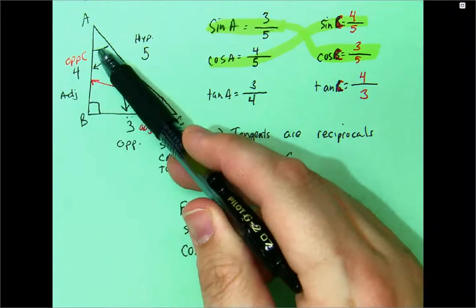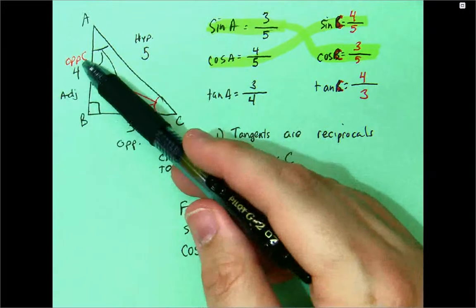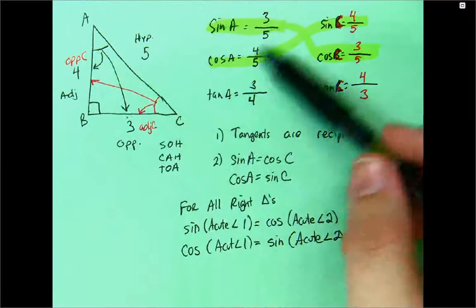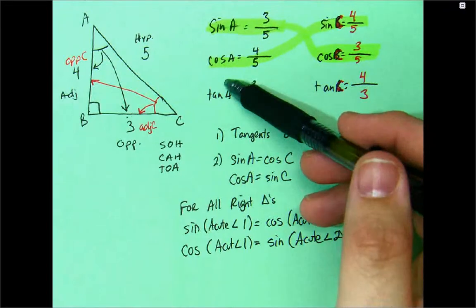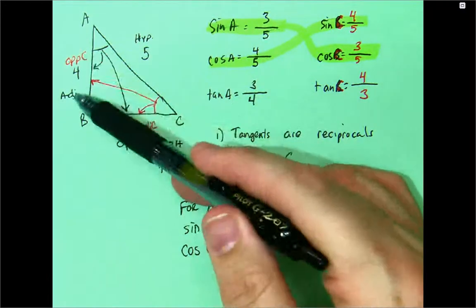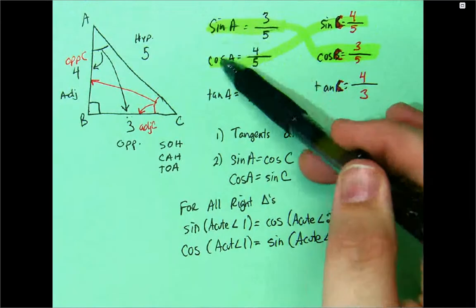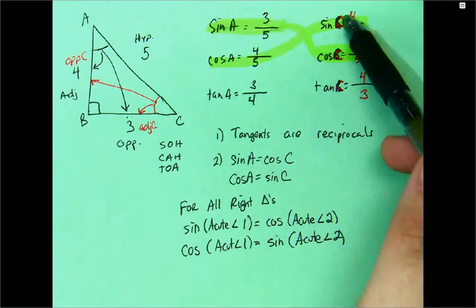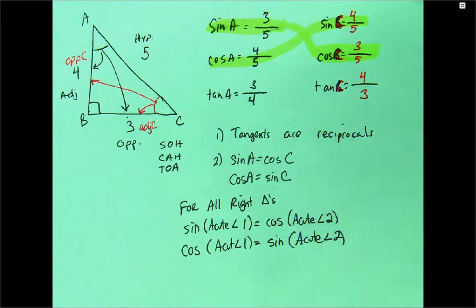So because they flip-flop as far as opposite and adjacent goes, and since sine and cosine, one deals with opposite, one deals with adjacent, since these flip-flop, this sine becomes the other cosine, and this cosine becomes the other sine. So you get a little flip-flop there. So that's just one of the things that you're going to have to kind of remember.